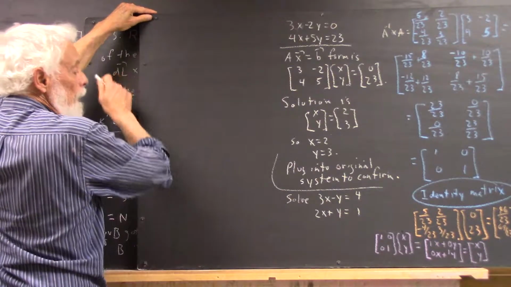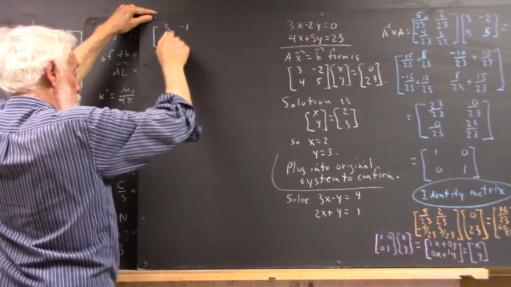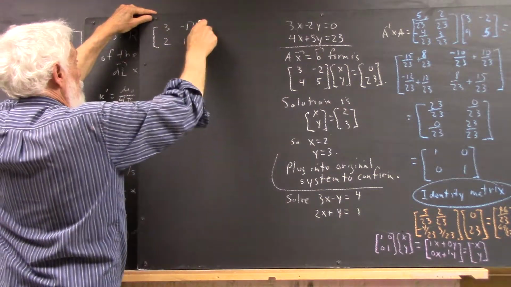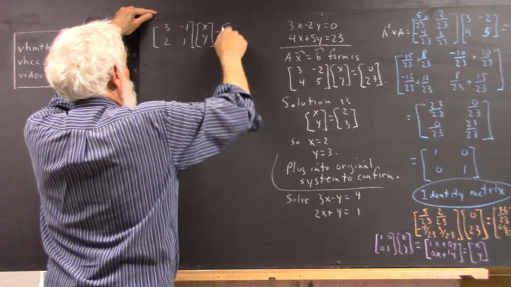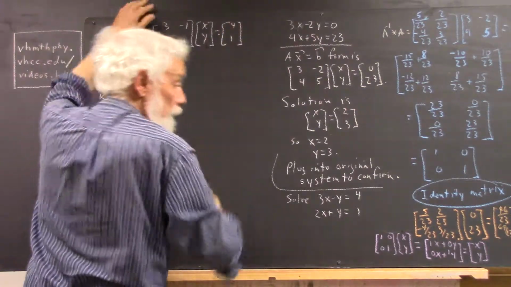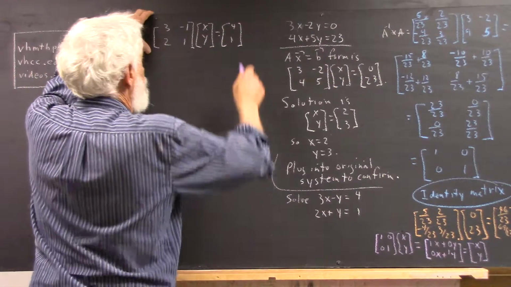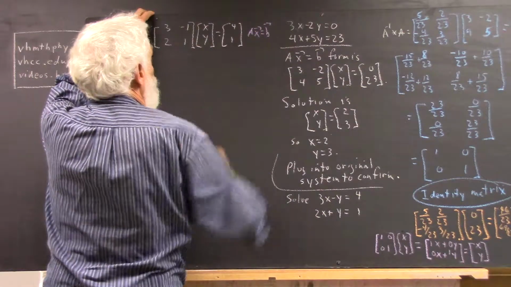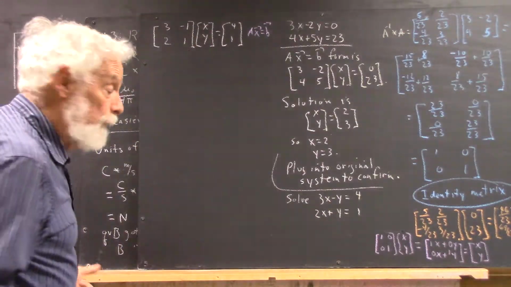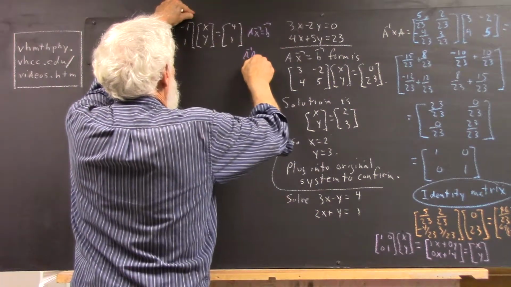So I'm going to write down the matrix equation. This is 3, -1, 2, 1, multiplied by the X, Y column, and that equals the column vector 4, 1. Now I'm going to get another color here. I like purple. So this is the equation AX equals B. The next thing we do in this solution is we multiply on the left by the inverse matrix.